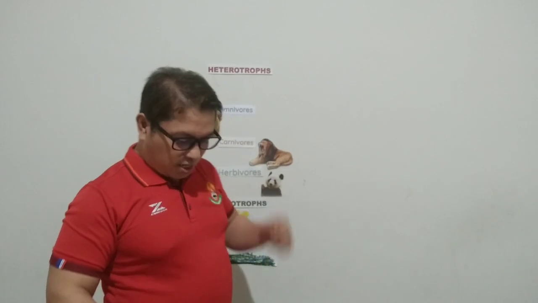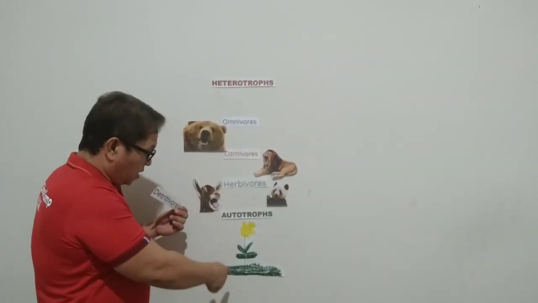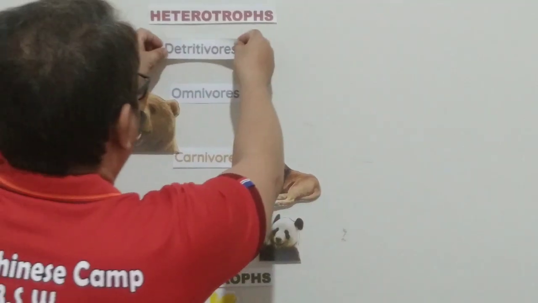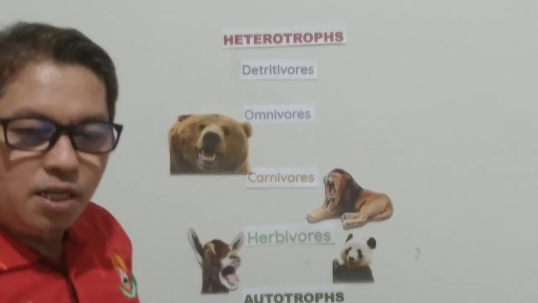Okay, pay attention. 1, 2, 3. Eyes on me. 4, 5, 6. Eyes on you. And the next level, under the heterotrophs, we call it detritivores. Again, detritivores. Detritivores are the one that decomposes the dead bodies of these animals here. So we put it here. Can you repeat after me?